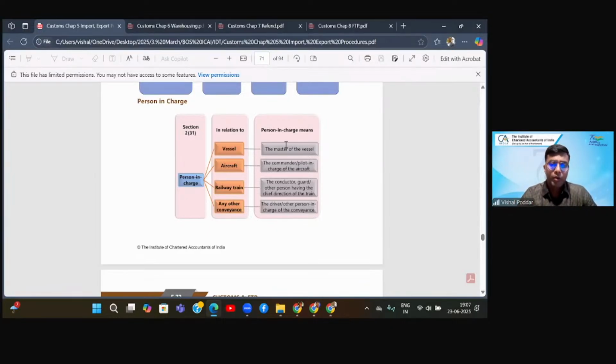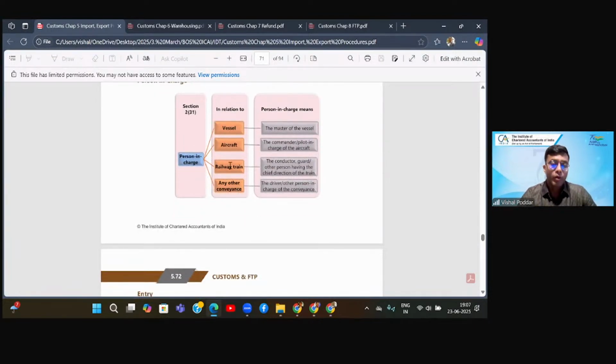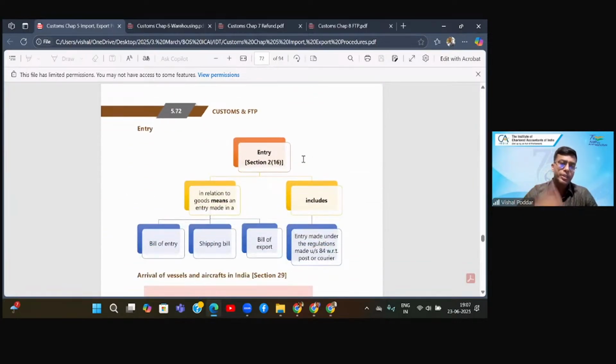Now, for a vessel, it is the master of the ship. For an aircraft, it is the commander or pilot in charge. For a railway train, it is the conductor or guard. And in case of any other conveyance like a truck, it is generally the driver himself. So these are the persons in charge, and you will see in the latter part of this chapter that many responsibilities, obligations and compliances have been put on this person.